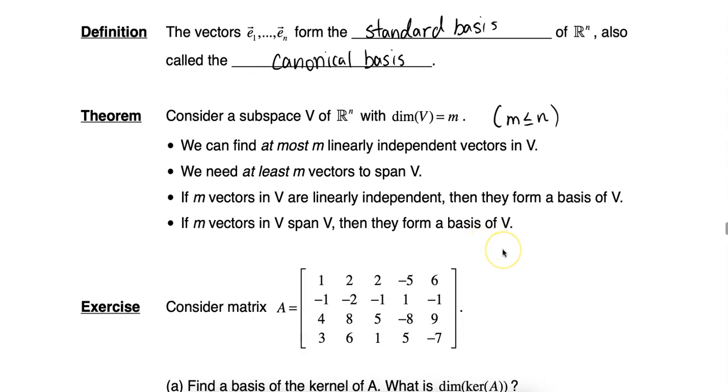So the standard basis vectors are E1, E2, E3 in multivariable. We call them i, j, k for R3, but when we have n dimensions, it's more convenient to use this notation.